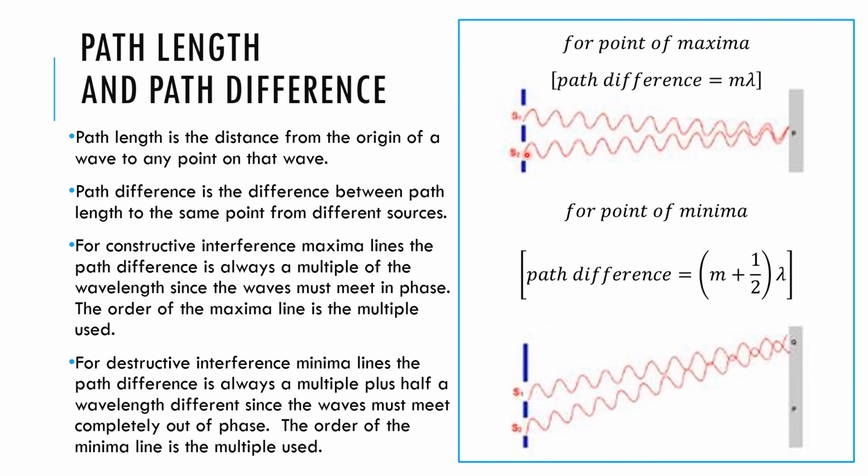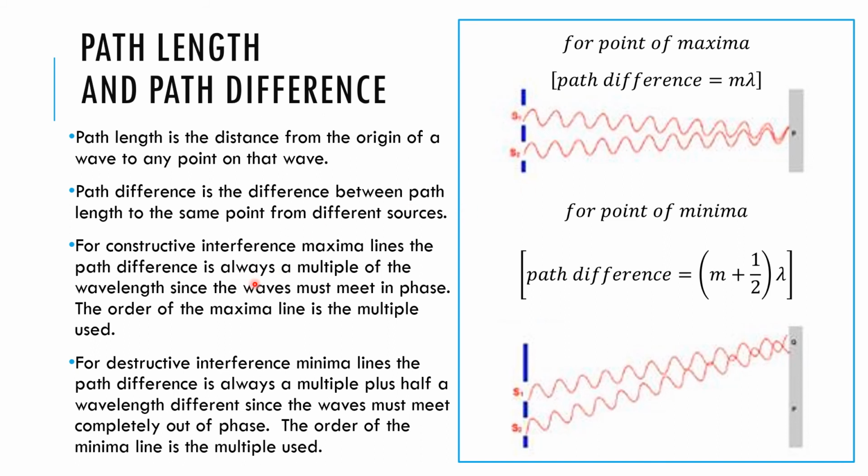So if we have two sources, I know it's a little bit fuzzy, the path length is simply the measurement from one source to a point, and the path difference would be the difference in length from one source to the point and from the other source to the point. So path length is just the length from where the wave starts to any point. And path difference between two sources is the difference in the length from one wave to a point, and from another wave to the same point.